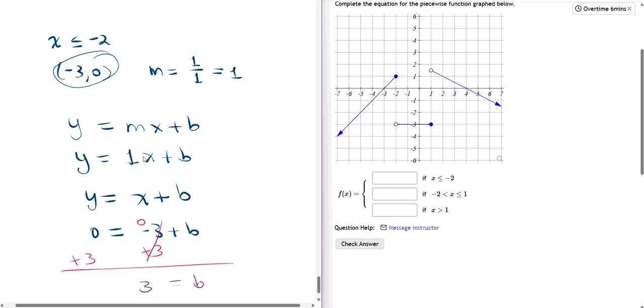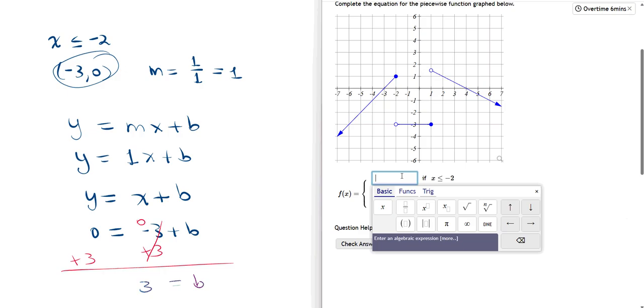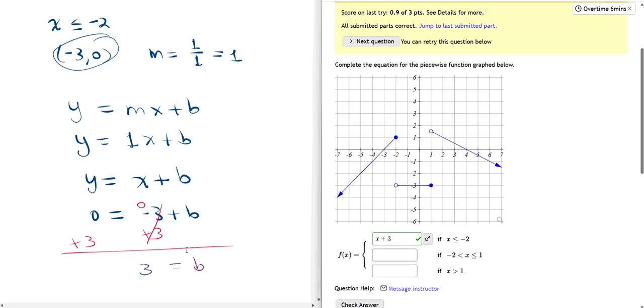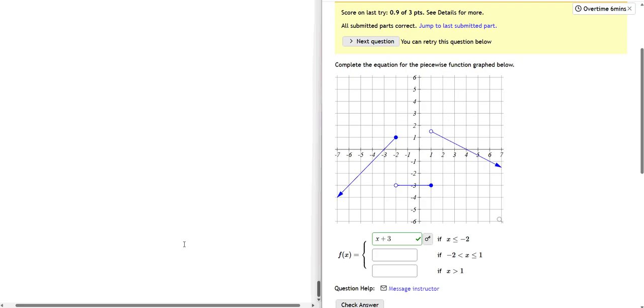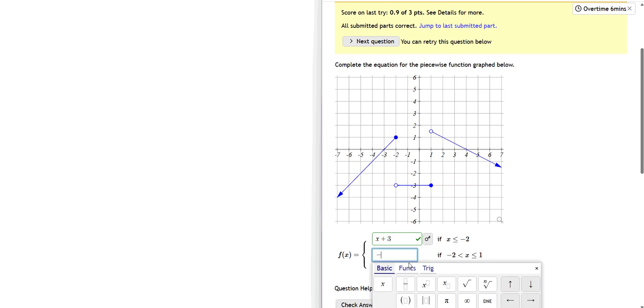Now I can put that back into my mx plus b. So the first piece is going to be x plus 3. Okay, now the next piece, it's a constant function. I can see that y is always going to be -3, so I can just put in -3 there.